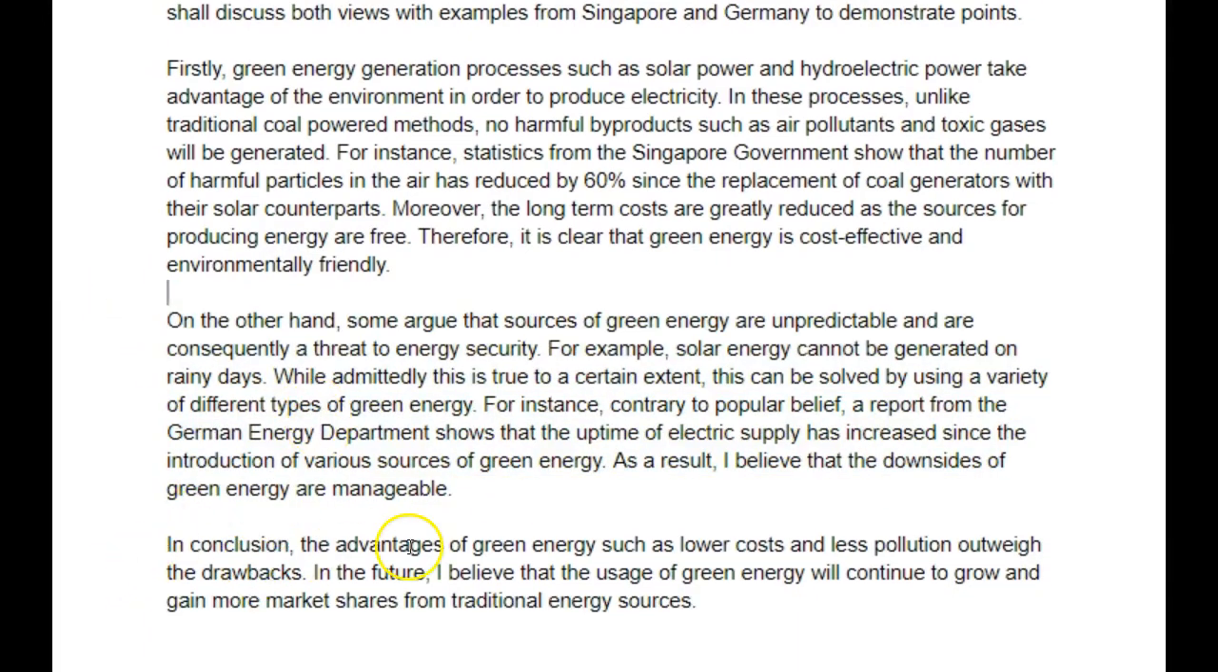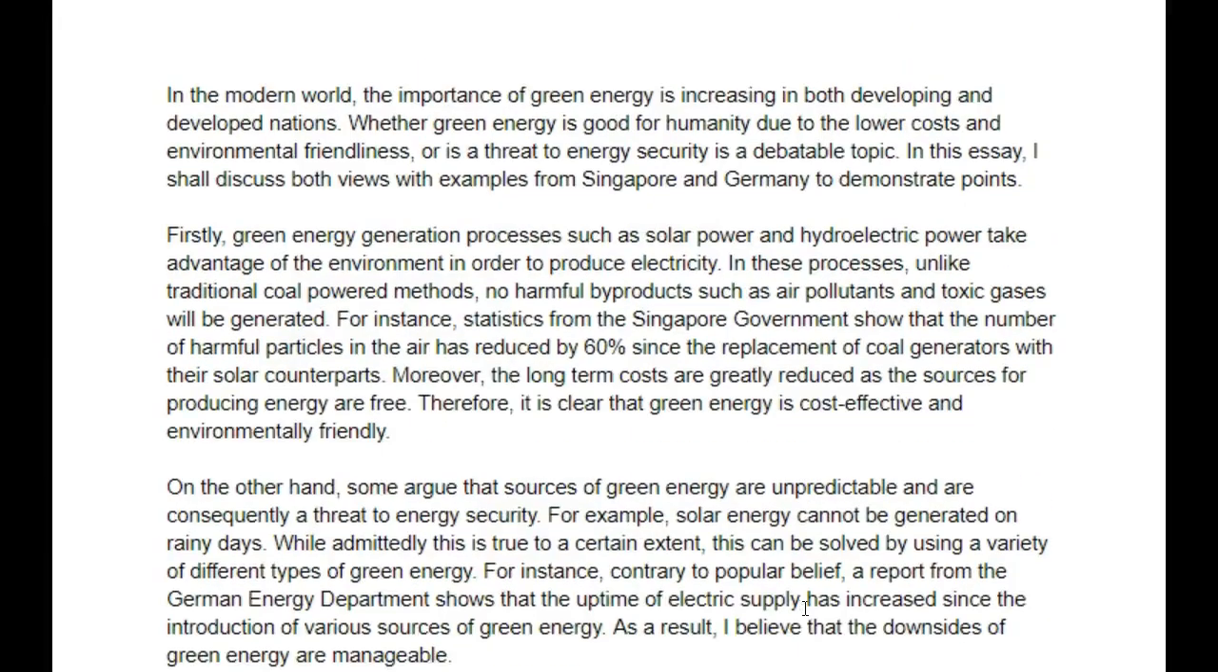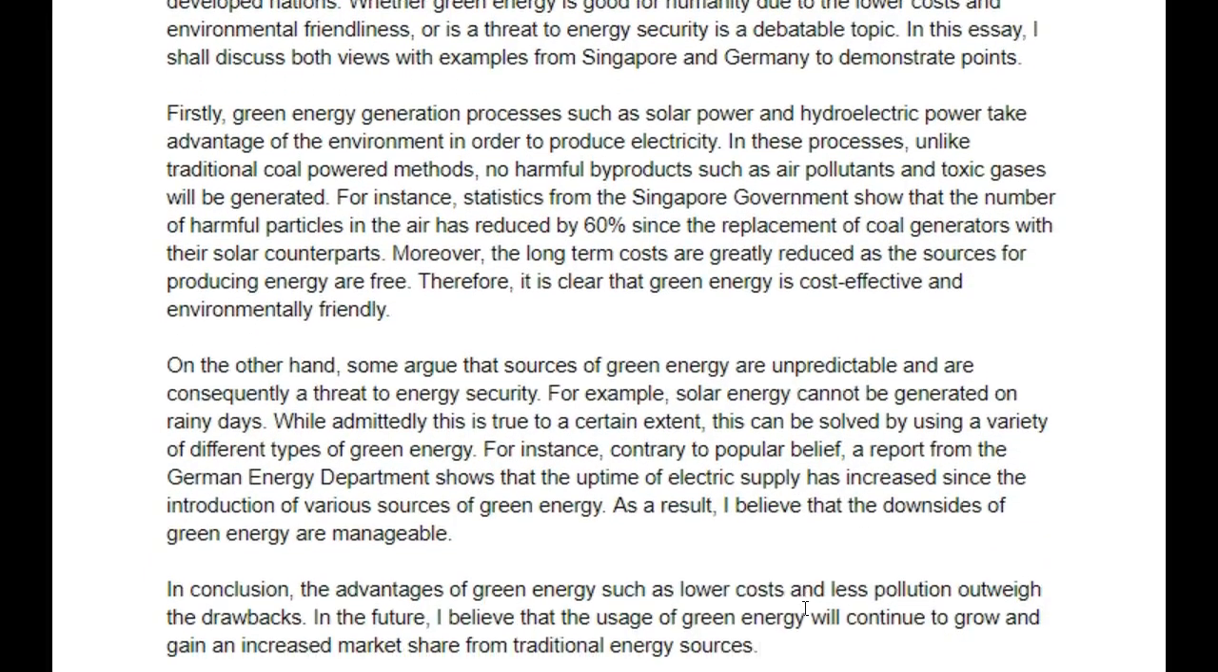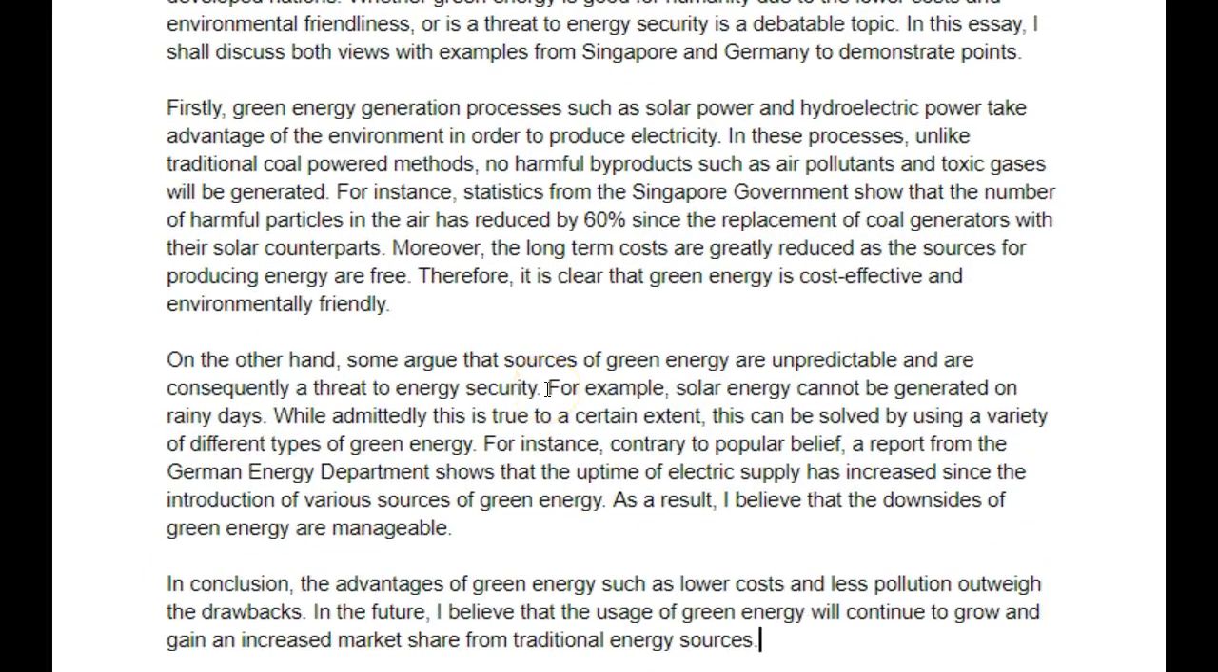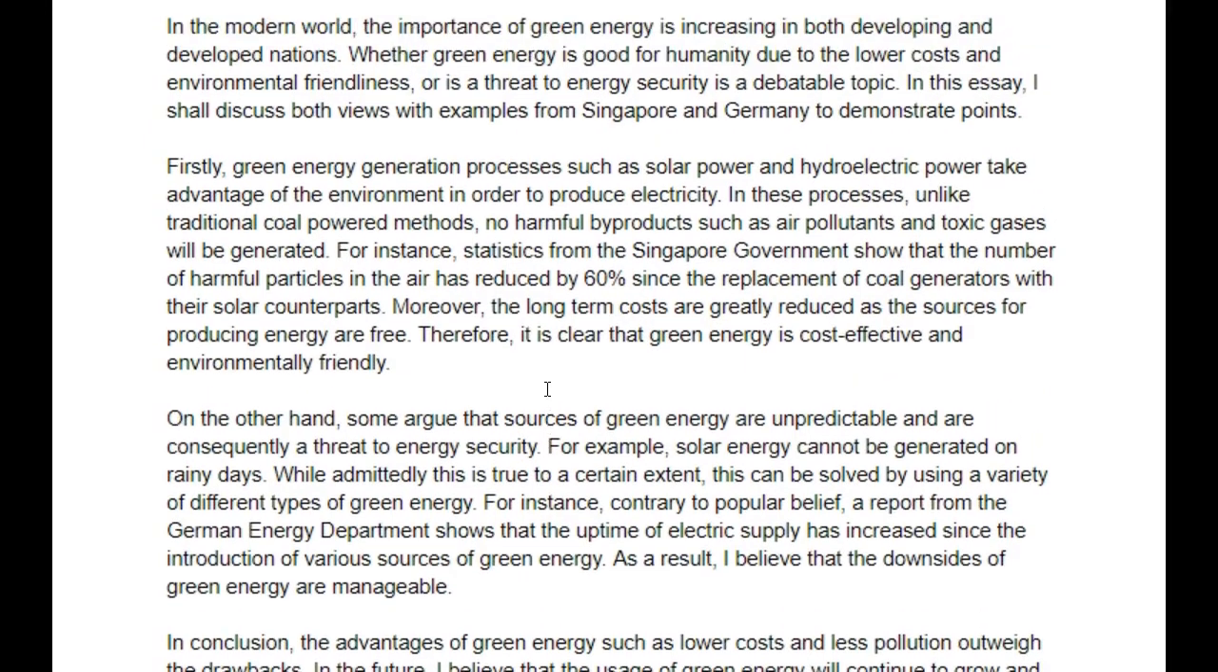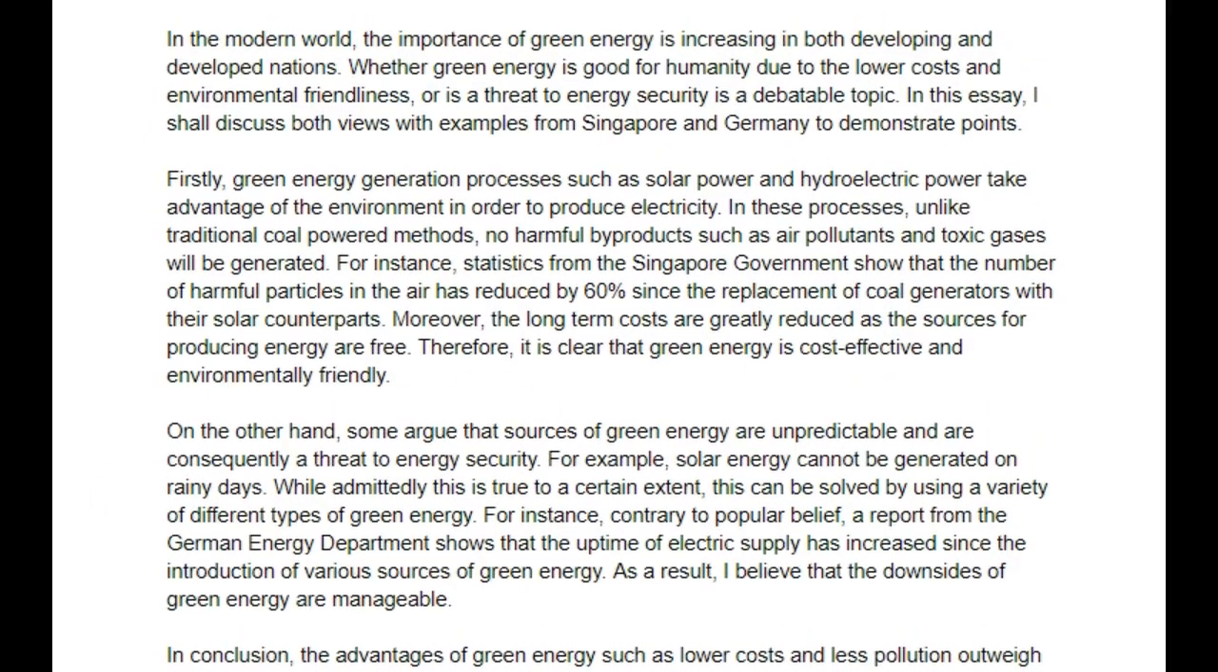Nice. In conclusion, the advantages of green energy, such as lower costs and less pollution, outweigh the drawbacks. In the future, I believe that the usage of green energy will continue to grow and gain more market shares from, let's say, gain an increased market share from traditional energy sources. I agree with you. Good. This is really good. You're one of the only people that has truly understood the question and responded well. Only minor corrections necessary there. I'm really looking forward to your exam result, actually.